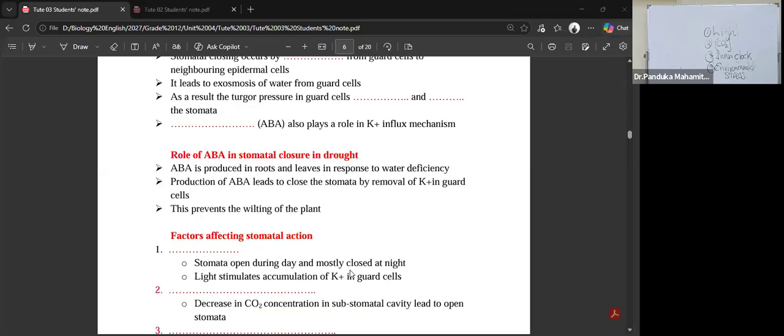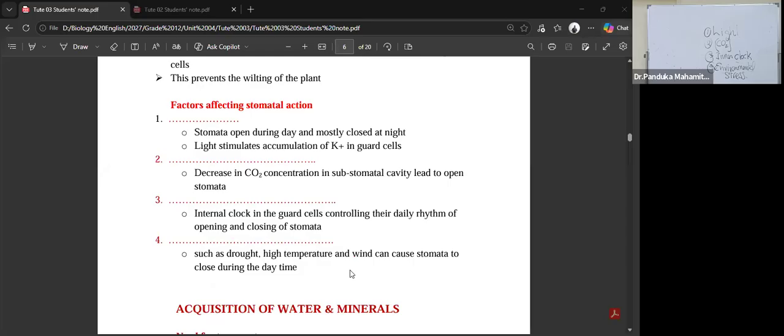Right. Factors affecting the stomatal action. Number one, light. So stomata open during the day and are mostly closed at night. And light stimulates the accumulation of potassium in the guard cells. So light stimulates the accumulation of potassium in the guard cells.